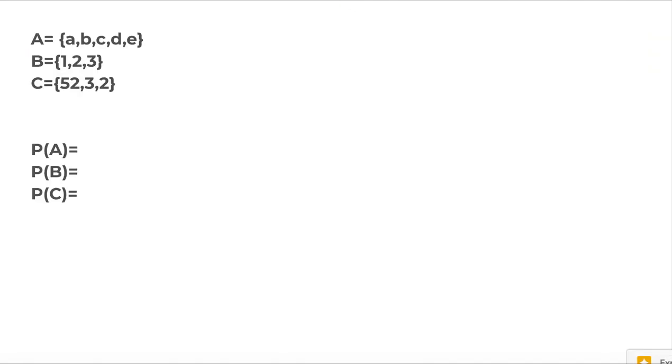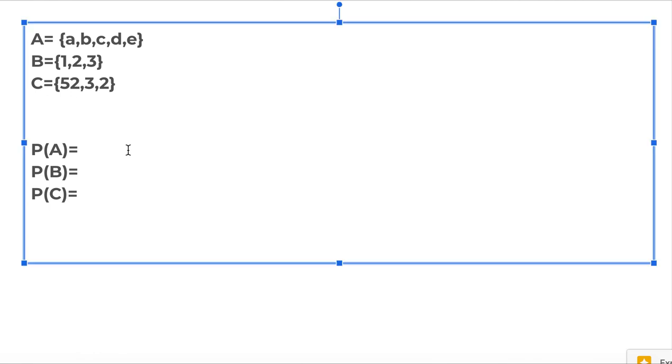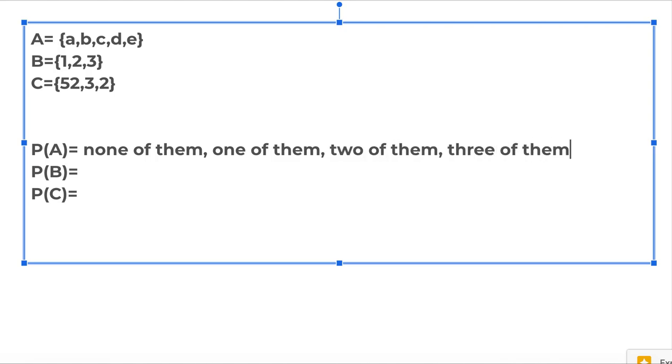Okay, so let's look at the three sets here, A, B, C. We'll try to find the power sets of each one of them. So you have A, B, C, D, and E. You start with an empty set, that is phi. Then you'll go on to choosing individual elements, that is A, B, C, D, and E. Then two of them, then three of them. You can choose none of them, one of them, two of them, three of them, four of them, and then five of them at the end.